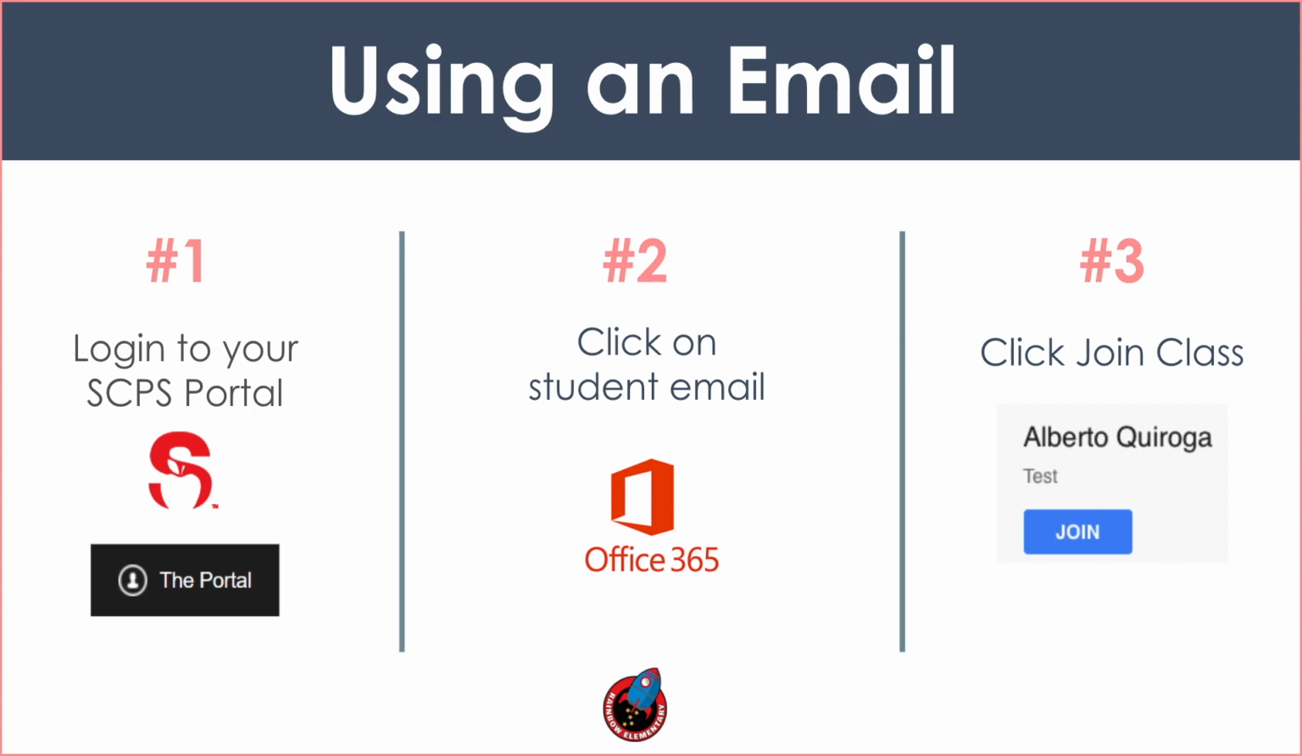And so step 1 here, you want to log into the SCPS portal page. Then step 2, you want to click on the Office 365. That way you get access to your child's student email account. Then you'll look for the invitation sent to the student from your child's teacher. Once you do that, you want to click join. And once you click join, you are then added to that particular Google Classroom.